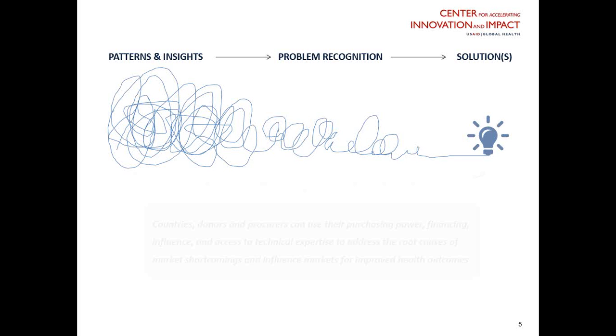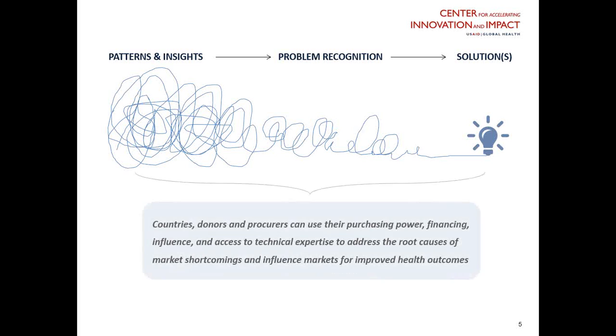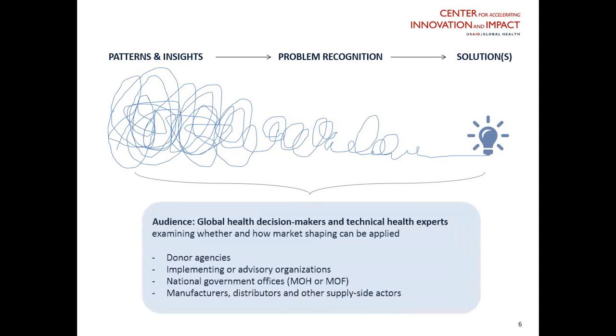On the next slide, you'll see that all of those interactions are represented with this scribble. What we're trying to do is not reflect every single complexity of every market, but instead provide a flexible structure or framework that can allow us to identify the core problem and then hopefully reach an appropriate solution. When we talk about market shaping, we're looking at how we can use the purchasing power, the financing, the influence, or the access to technical expertise of countries, donors, and procurers in order to address those root causes that we're seeing in the marketplace.